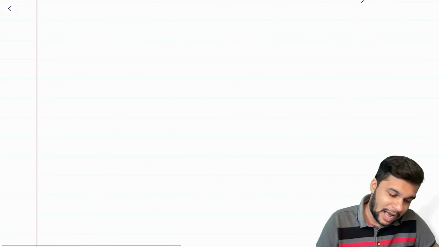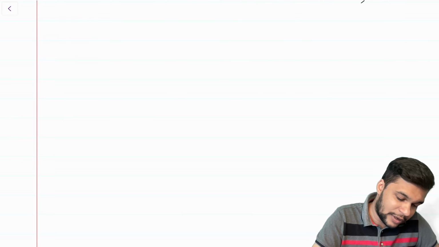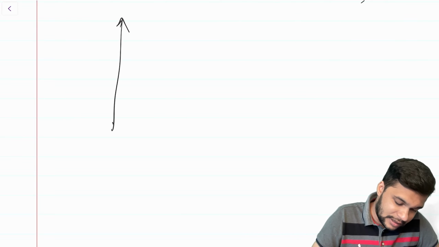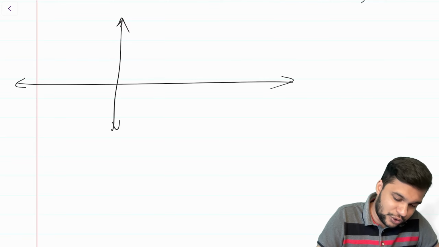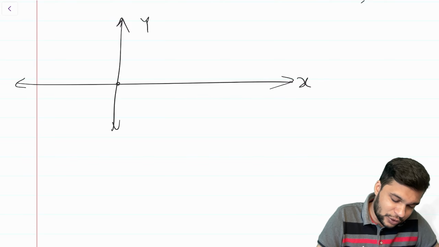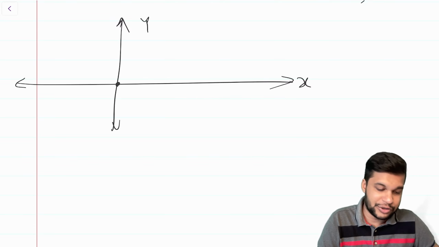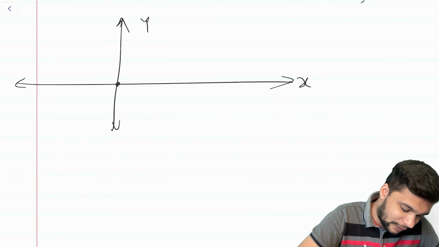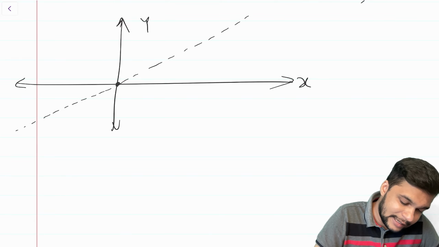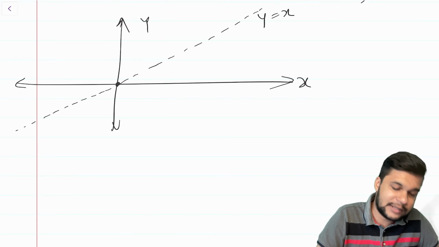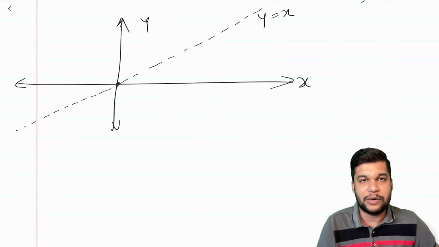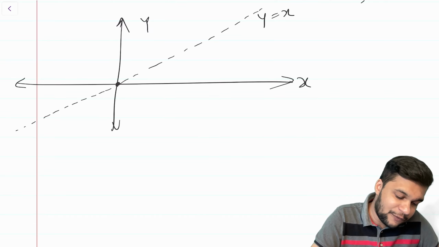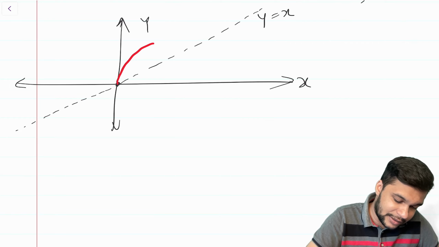So let's draw a Cartesian plane here. Let's say this is your y-axis, this is your x-axis, and this is your origin. So let's draw the line y equal to x. This dotted line is y equal to x. Now let's say you have a function like this.